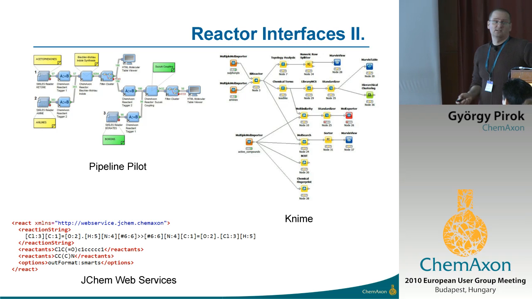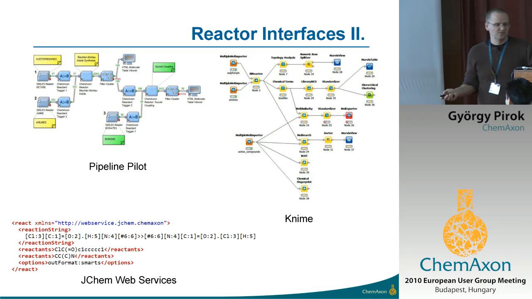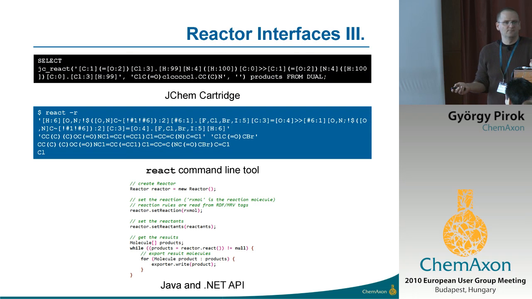It is also integrated into JChem web services, so you can access reaction functionalities from PHP or Python, and you can enumerate libraries. Also, it is in the JChem cartridge, so you can have SQL statements to execute reactions in Oracle. I can run reactions from my command line tool, and we also have Java and .NET APIs for developers. So actually, it's available from everywhere.